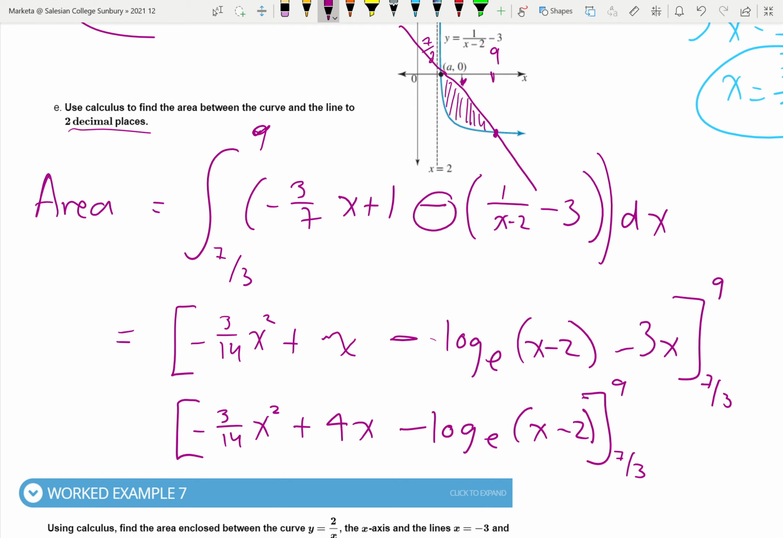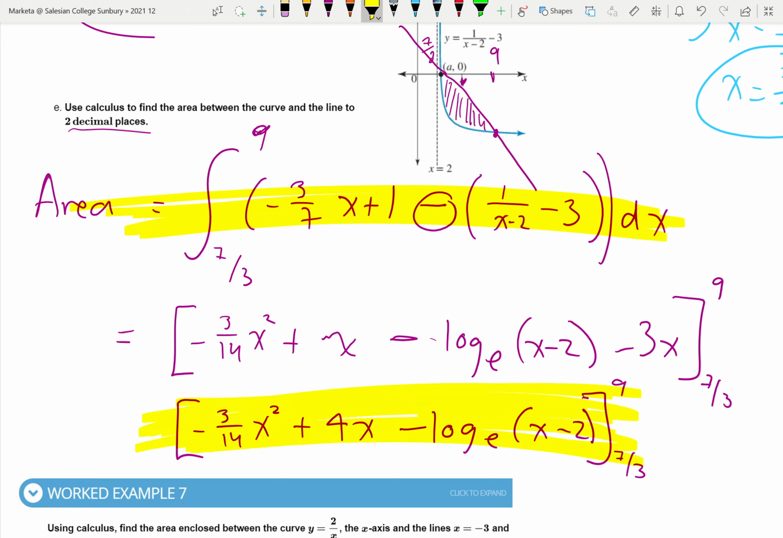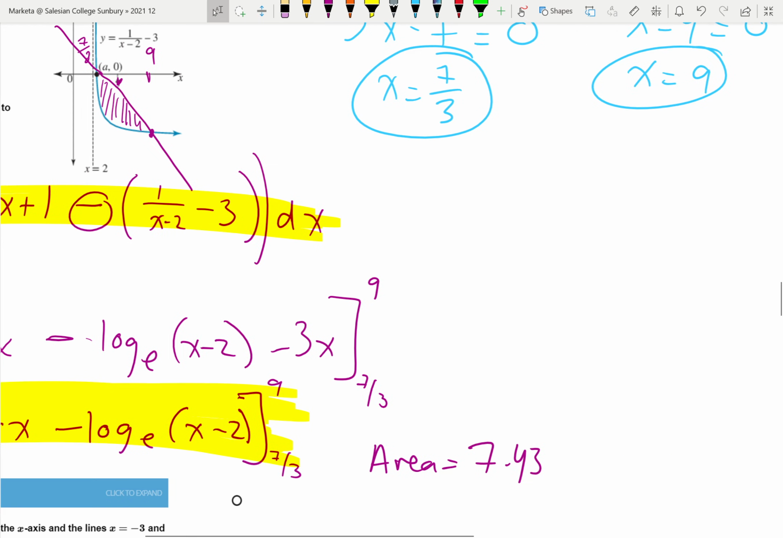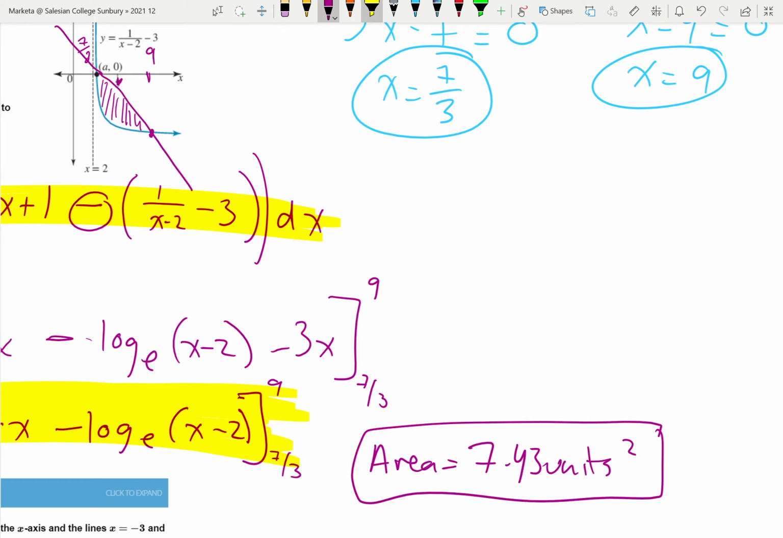So for our marks, we would need this part, showing the area equation there. We would need this part, so the antiderivative, and if it was with CAS, you could just antiderive that on CAS. And then we would put our answer, which is to 2 decimal places. So that is actually, which I already found before. So the area is 7.43 units squared. And that would be our 3rd mark there.